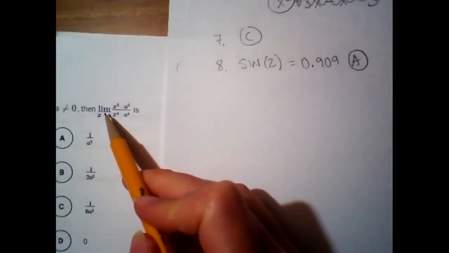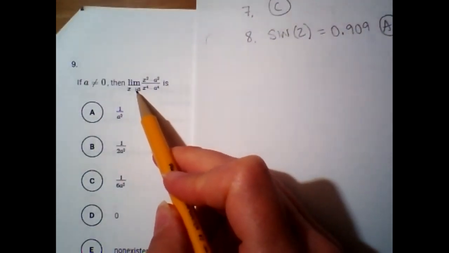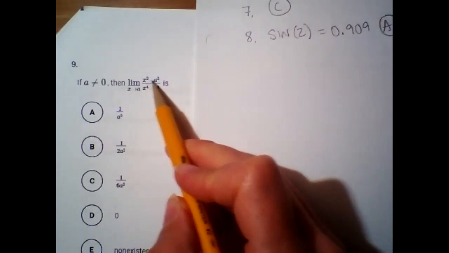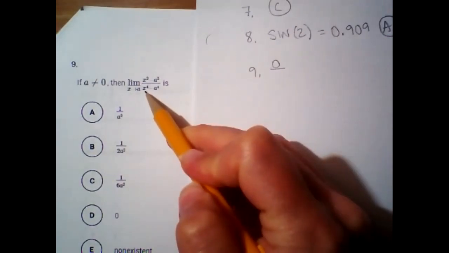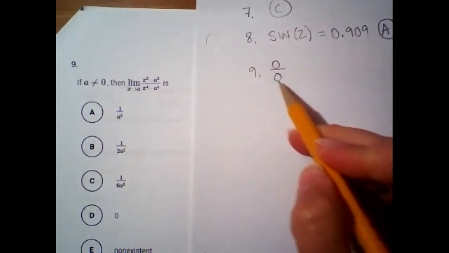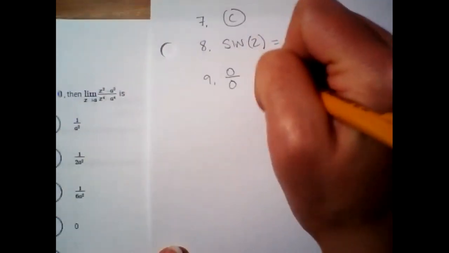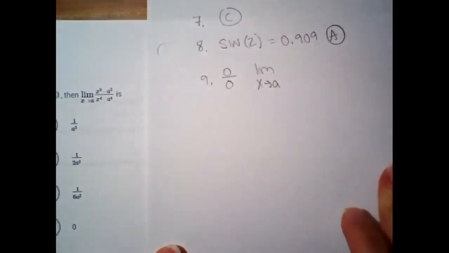All right, number 9, limit as x approaches a. That's a little tricky because a is not a number, but if you try to plug in a, you're going to get a squared minus a squared, which is 0. And then down here, a to the 4th minus a to the 4th, which is 0. So again, indeterminate, that means there's a hole. We're going to have to do algebra until we can get something to cancel out.